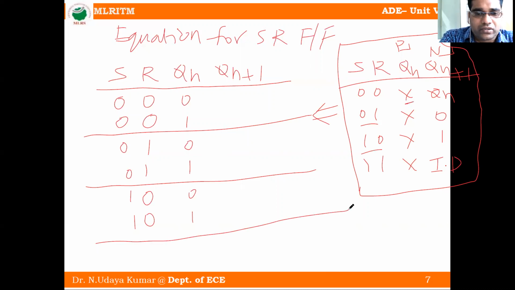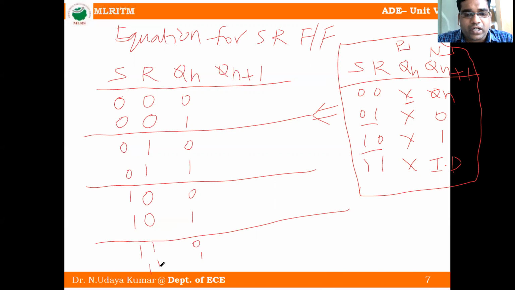Next, the 1 1 case. So 1 1 means it is an indeterminate state. Indeterminate state means either 0 or 1. So by using the truth table, we are implementing the equation for the SR flip-flop. Here, cross, don't care, means we are extending the truth table. In the don't care place we are adding 0 and 1.